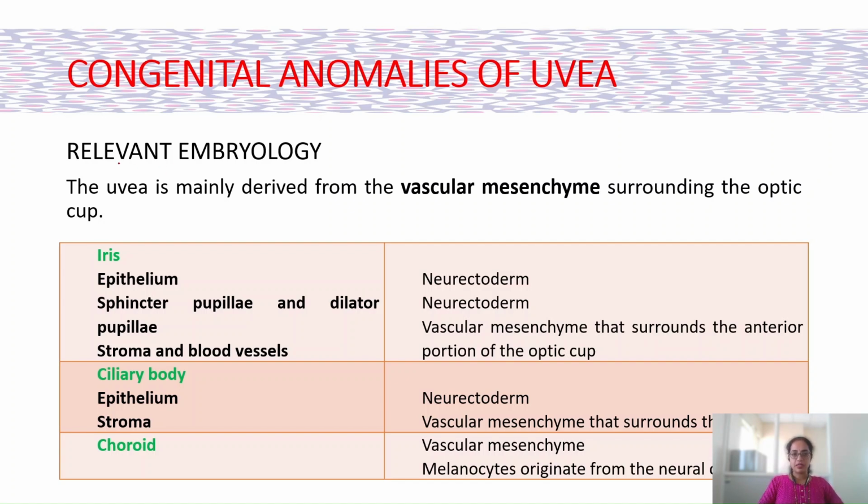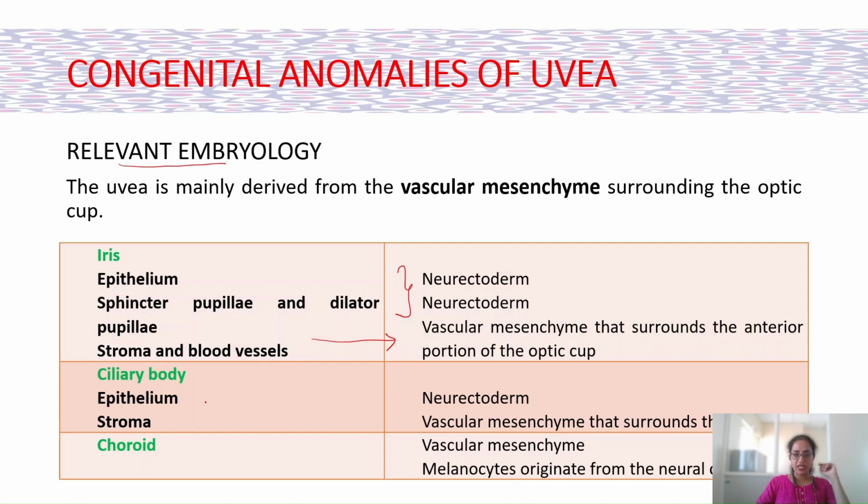Let's deal a little bit about embryology. The uvea is mainly derived from the vascular mesenchyme that surrounds the optic cup. The epithelium of the iris and the sphincter muscles are derived from the neuroectoderm, whereas the stroma and the blood vessels are derived from the vascular mesenchyme.